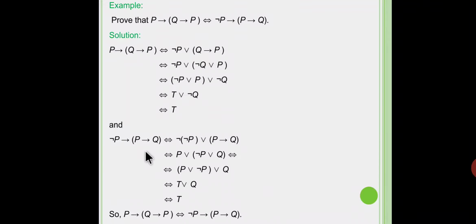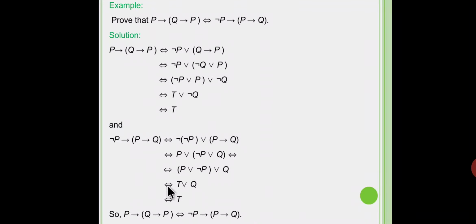In place of P implication Q we write negation P or Q, and this is also of the form negation P implication Q. We write negation of negation P, or negation P or Q. Negation of negation P gives P, as both negations are cancelled. We are having P or negation P or Q. By the associative law we write P or negation P or Q. So P or negation P gives true by the negation law, and true or Q gives true by the identity law.